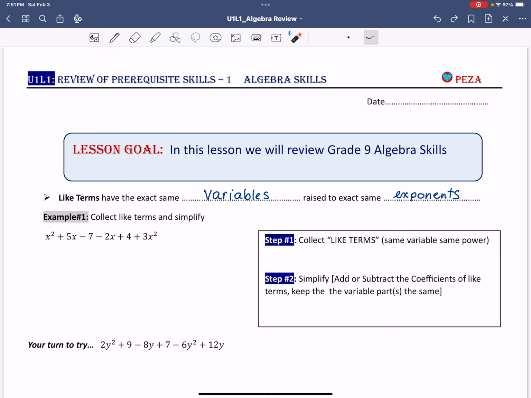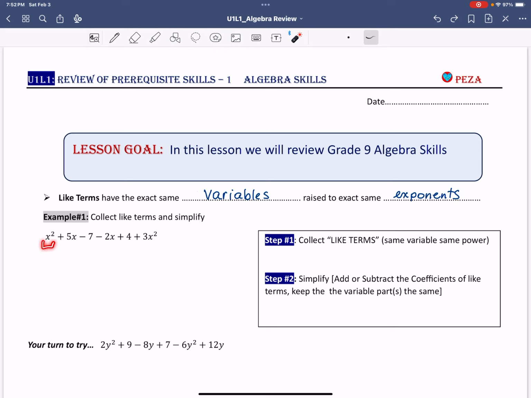In the first example, we have a polynomial expression. As you can see in here, we have a second degree term, first degree term, a constant term, first degree term, a constant term, and a second degree term. The only variable that is present throughout the polynomial expression is x. So step number 1 would be to collect like terms. First, let's identify them together.